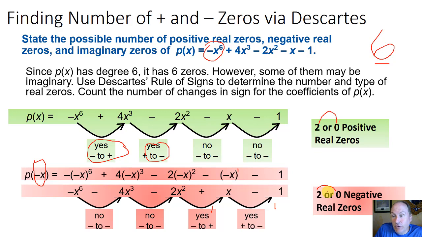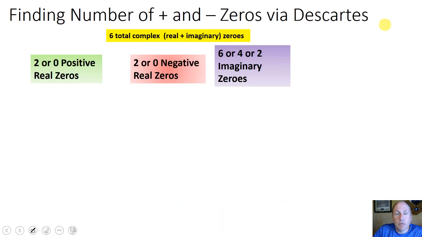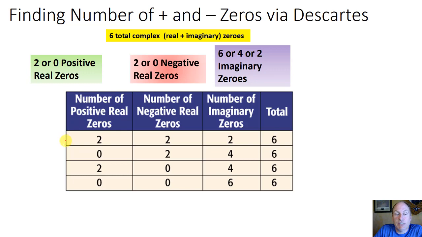So now we put it all together with the 6 that we know we have total in the complex system. From Descartes' rule of signs, we know we have 2 or 0 positive real zeros, and we know we have 2 or 0 negative real zeros. What that leaves as the remainder are the imaginary zeros, and depending on how many positive or negative real zeros there are, it's either 6, 4, or 2 imaginary zeros in this case. Making a table of all the possibilities, and there are basically 4, helps.